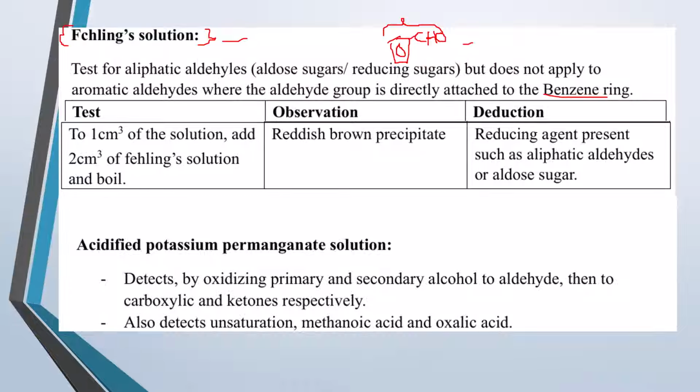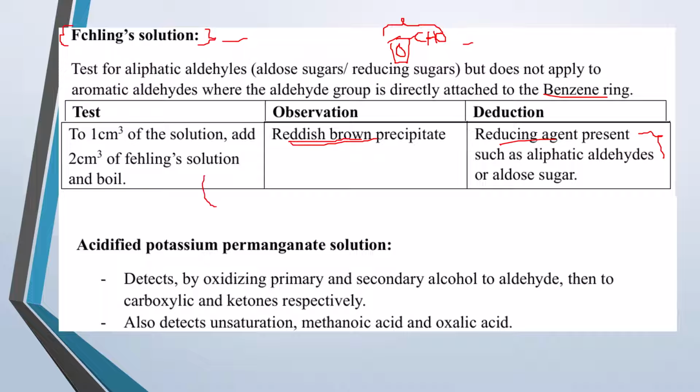So for aliphatic aldehydes other than benzaldehyde, it is going to give a reddish-brown precipitate, and the deduction for that is going to be reducing agent present, and this is going to be aliphatic aldehyde or an aldose sugar. But I told you when you're giving examples, one is enough. So you simply say reducing agent present, such as aliphatic aldehydes, or you simply say such as an aldehyde. So the observation when you use Fehling solution, always, even in biology, is going to be a reddish-brown precipitate. I hope that is clear.